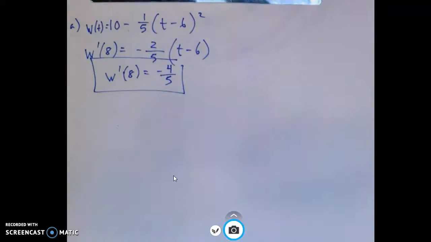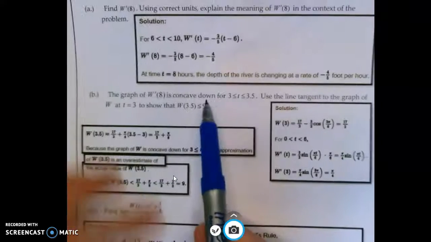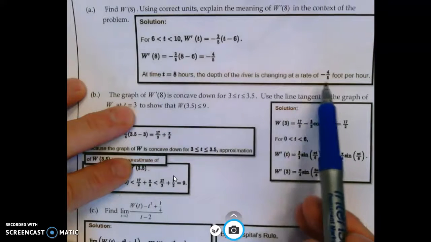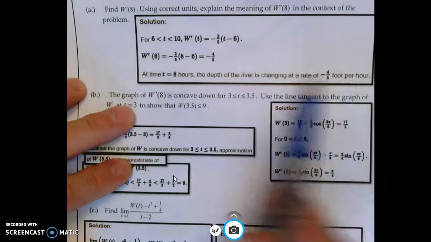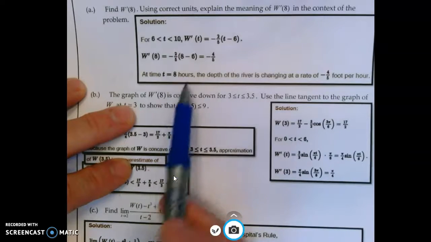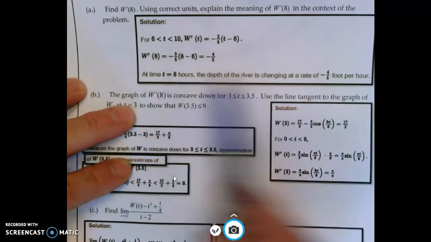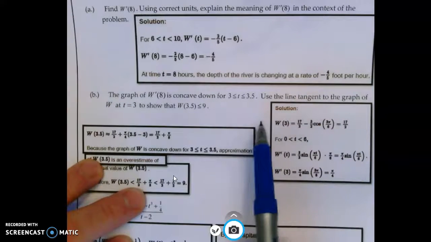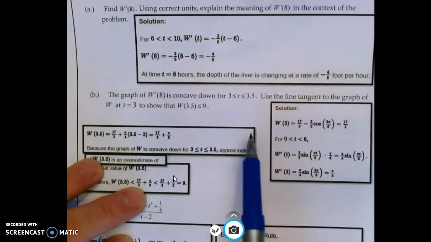And that means the depth of the river is changing. Okay, at time t equals 8 hours, the depth of the river is changing at a rate of negative 4/5 foot per hour. That's going to be a whole, let's say this is a 3-point section. This will be 1 point, and this will be 2 points. So it's essential that you do this, and you use the units, and ft/hr is fine as well.